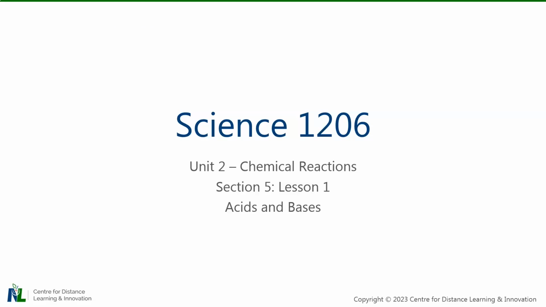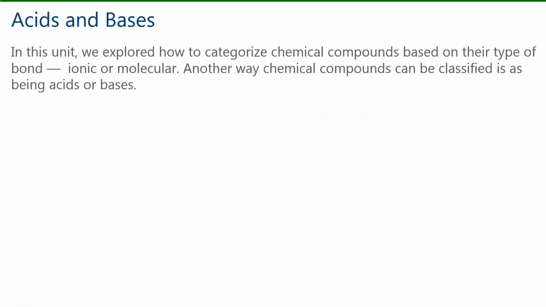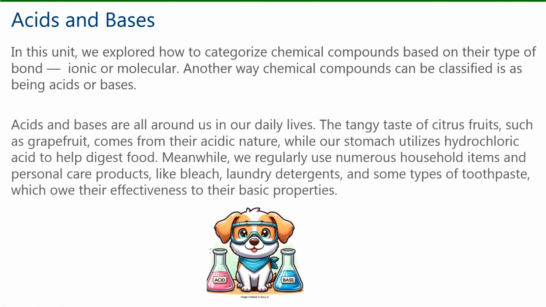Let's begin. In this unit, we've already explored how to categorize chemical compounds based on their type of bond, ionic or molecular. Another way chemical compounds can be classified is as being acids or bases. Acids and bases are all around us in our daily lives.